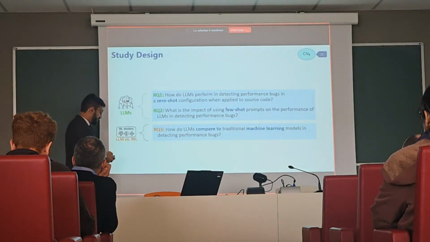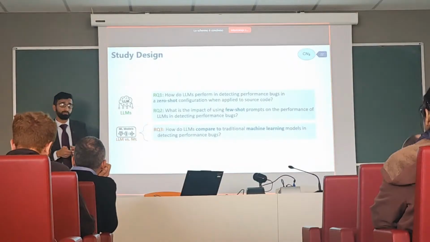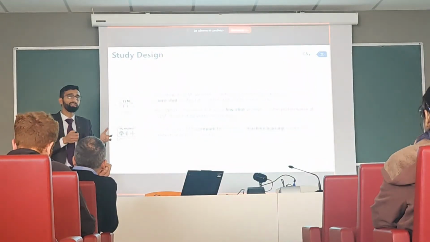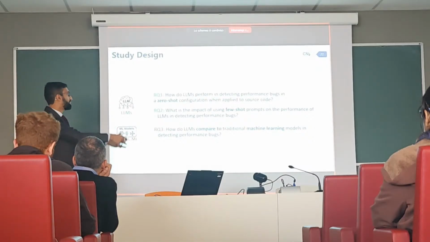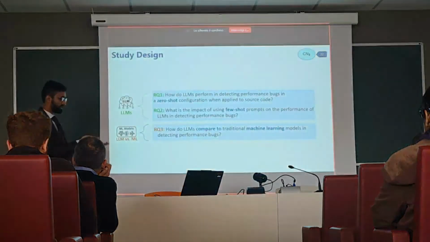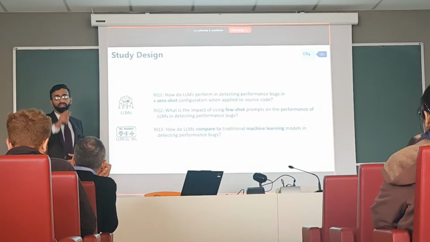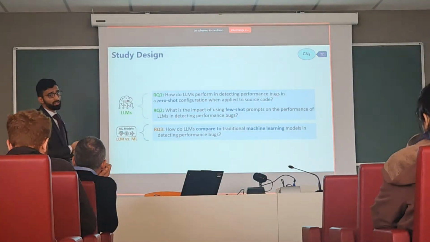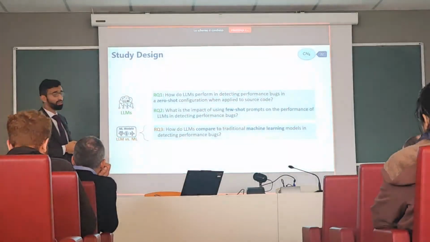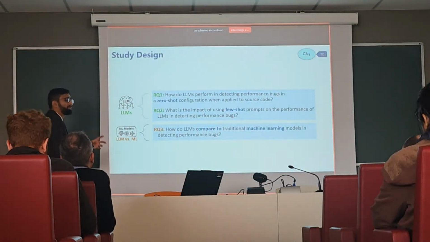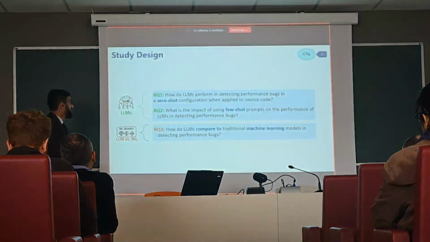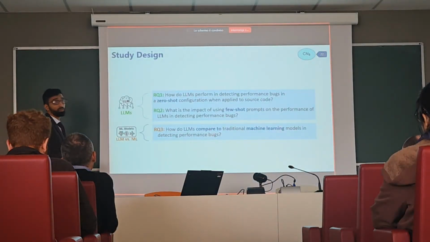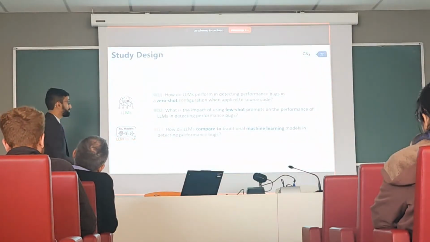To design this study, we try to exploit the text processing capability of large language models and feed them the source code and ask if they are able to tell us that this code has a performance bug or not. We start with the default configuration of language models, that means the zero-shot setting, and then we try to give some examples to build the context and hope for better results. And then finally, we also compare it to the machine learning results.